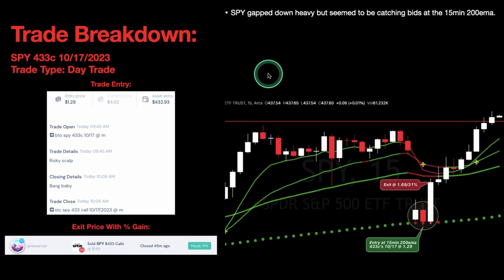So SPY gapped down very heavy today. I believe it was just from retail sales. There's some economic data at 8:30. But the cool thing is that the first bar on open was already catching a bid off the 200 EMA. And then we had a nice little dip on this 15-minute bar at 9:45. This is when we entered. You can see we entered at 9:45.